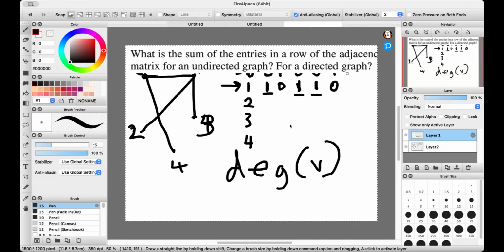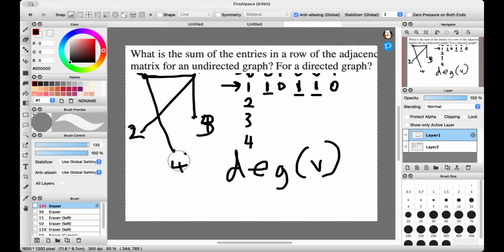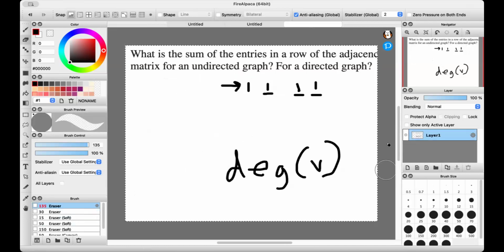For a directed graph, the adjacency matrix looks a bit different. Let me clear this out so you can see. All right, this is trash.